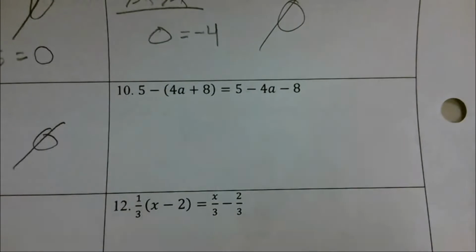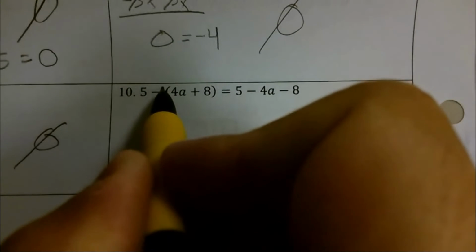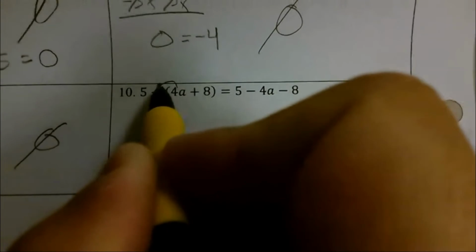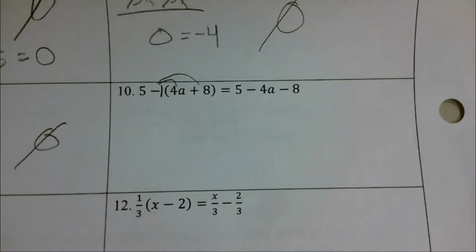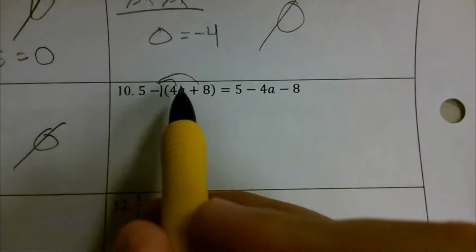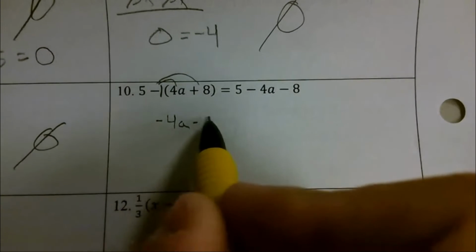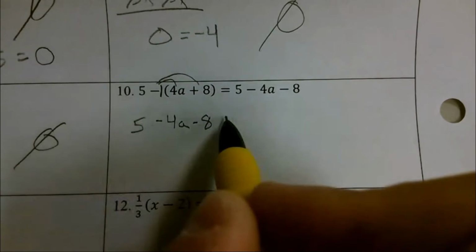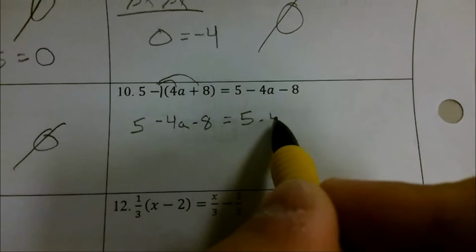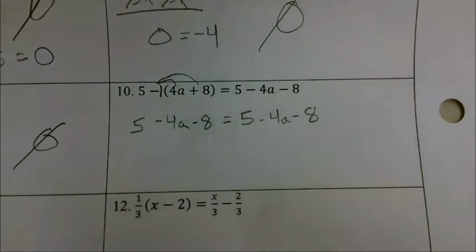Number 10. We're going to distribute first. Remember, there's an imaginary, or invisible, I should say, 1 right there. So -1 times 4a is -4a, and -1 times +8 is -8. So I have 5 minus 4a minus 8.